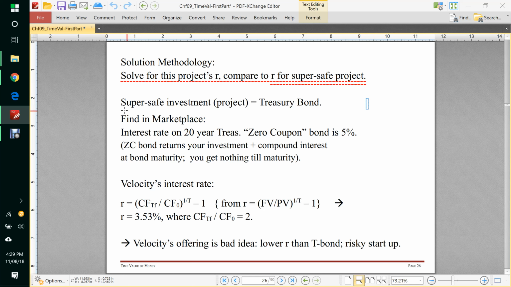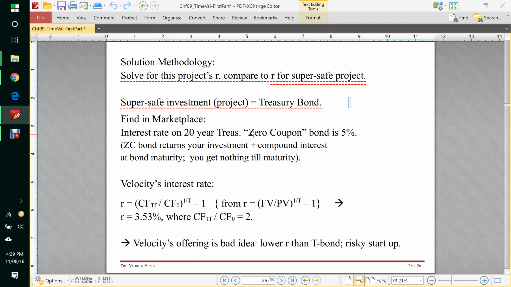And what are our super safe projects? Super safe projects are always U.S. government treasury bonds. Okay, they're not actually always the safest investment in the world, but they're always very close to it, and oftentimes they are the safest investment in the world, and so they're generally used throughout finance as a proxy for the safest investment in the world.